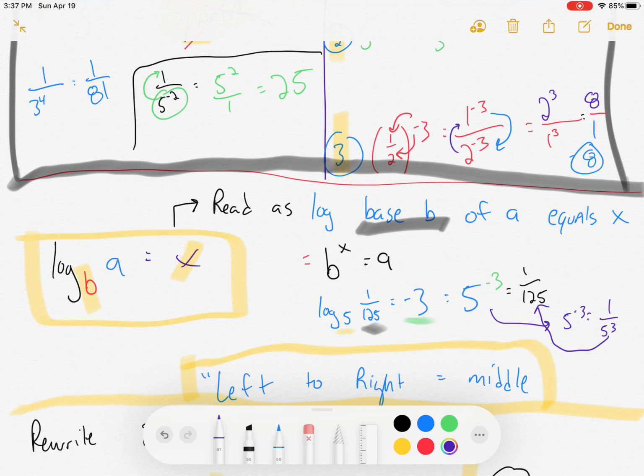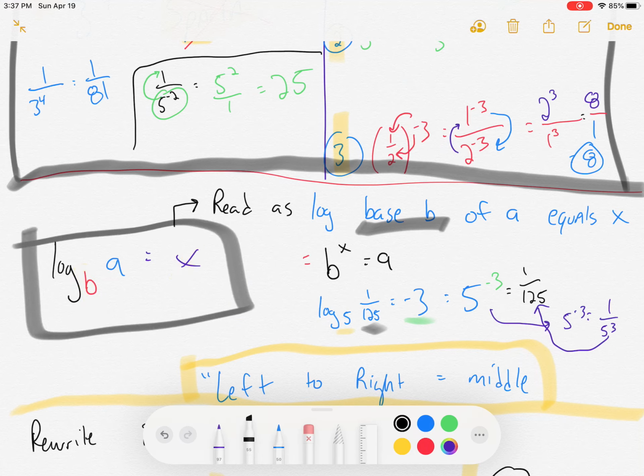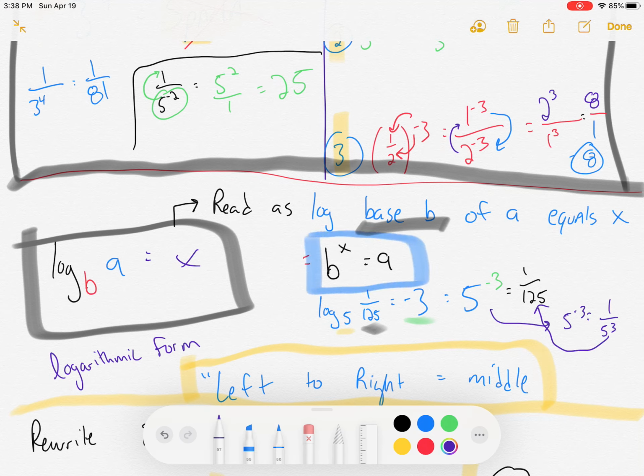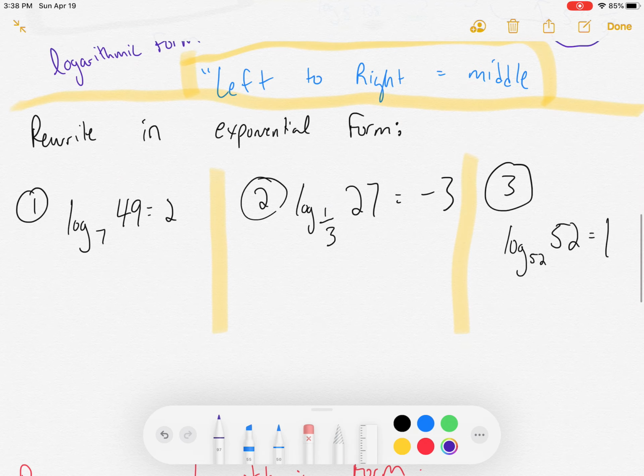We need to get really good at rewriting these and going back and forth between forms. Logarithmic form is this. This is logarithmic form. Let me write that down. I understand it's kind of messy. I'm going to circle it in blue highlighter. This is exponential form. So again, logarithmic form is circled in black highlighter. Exponential form is circled in blue highlighter.